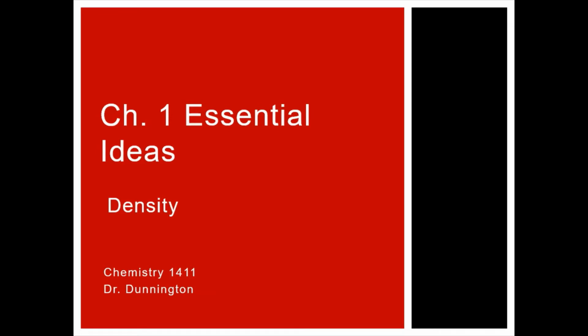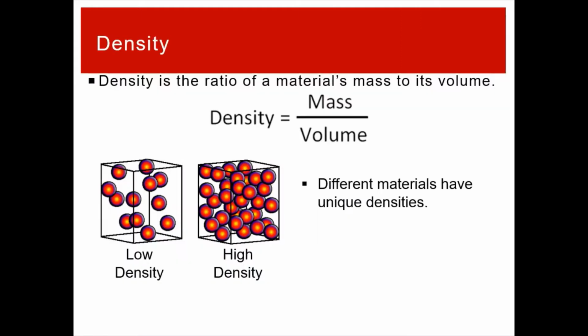We spent a lot of time discussing how to deal with different units. Now let's define a new type of unit, density. So density is the ratio of a substance's mass to its volume. So we have an equation, density is equal to mass divided by volume. Density is an intensive property, so it is a unique property for any material.